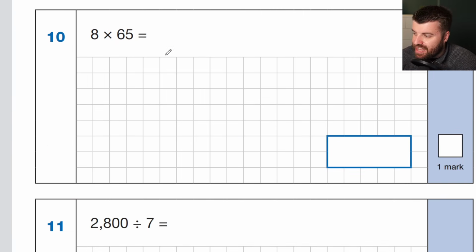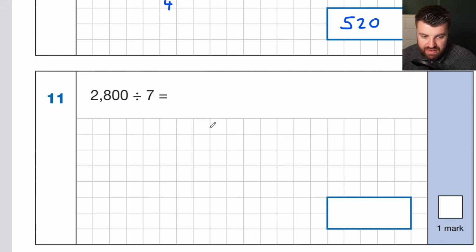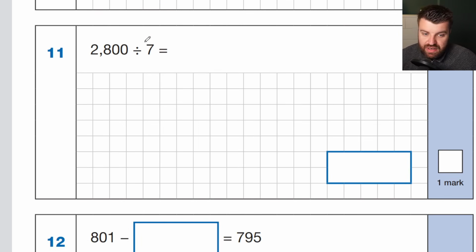Question 10. 65 multiplied by 8. Did it matter that I said it that way? No, it doesn't matter which way round we write multiplication questions. So this is just a case, again, of short multiplication, whacking it down on paper and making sure we're using 1 digit per box, nice and neat to get the correct answer. 8 fives are 40. 8 times 6 is going to give us 48, plus the 4 right there gets us to 52. And our answer here is 520. Lovely.